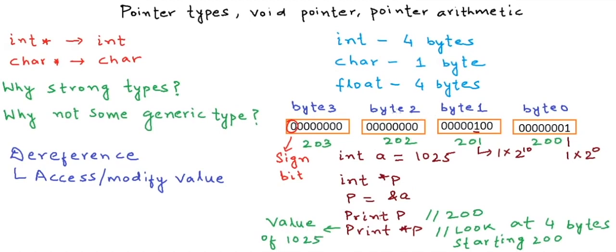Now if p was a character pointer, then while dereferencing, the machine would have looked at only 1 byte because a character variable is only 1 byte. If p was a pointer to float, then although float is also stored in 4 bytes, the way information is written for float in these 4 bytes is different from the way information is written for an integer data type. So the value printed would have been something else. Let's go write some of this in a real program and see what happens.